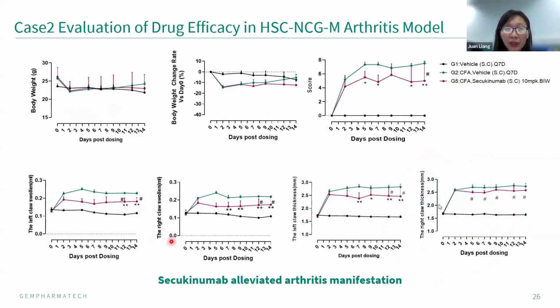The data shown here indicate that, as indicated in this curve, the IL-17 antibodies could reduce the claw swelling level and also could reduce the claw thickness. When we look at the comprehensive arthritis score, the IL-17 antibodies could also reduce the arthritis score, which is also very similar to the drug response that has been observed in clinical patients.